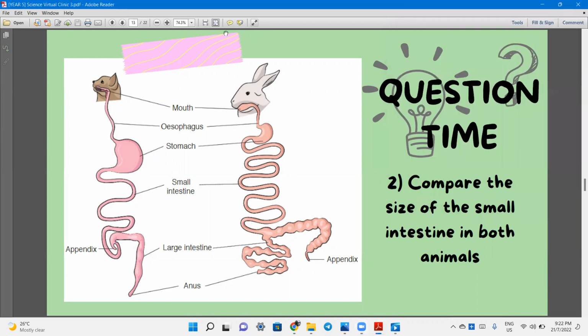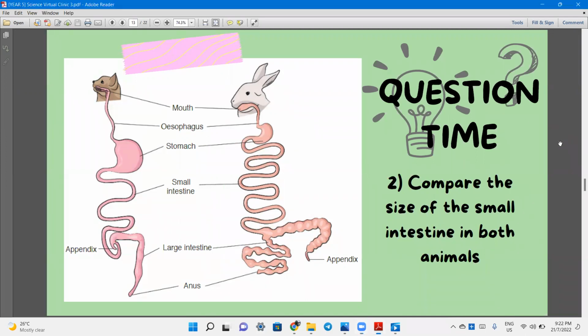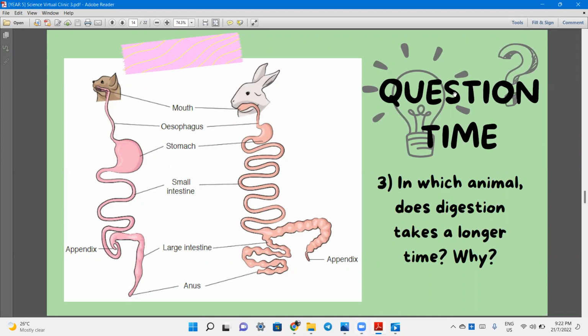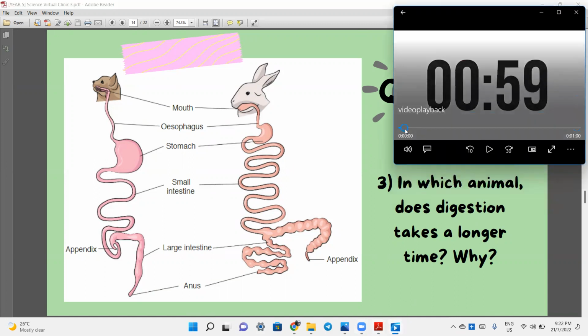As you can see here, the small intestine of the cat is somewhat shorter than the small intestine in the rabbit. Very good for those who got the correct answer. Congratulations. One last question before we go ahead: in which animal does digestion take a longer time and why? So you know the drill. I'll put a 1 minute timer. Let's go.